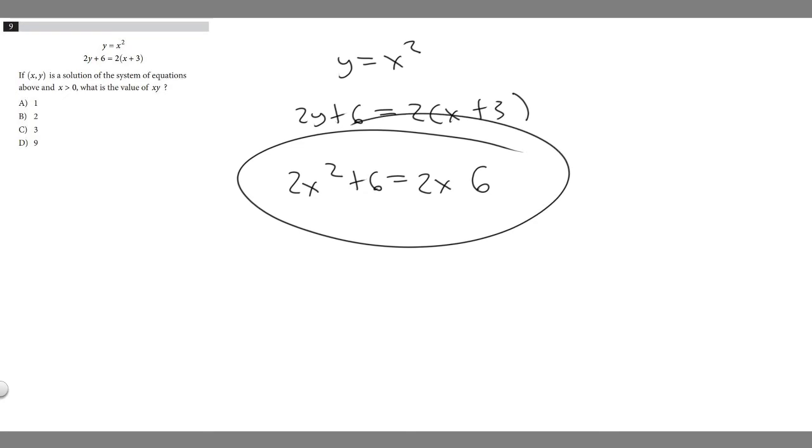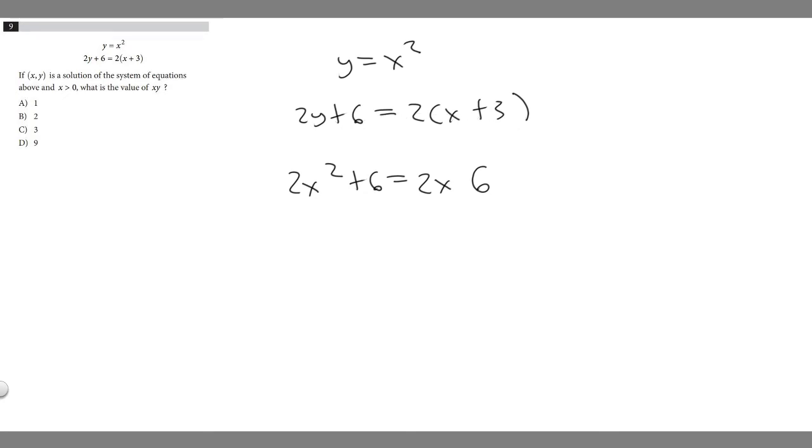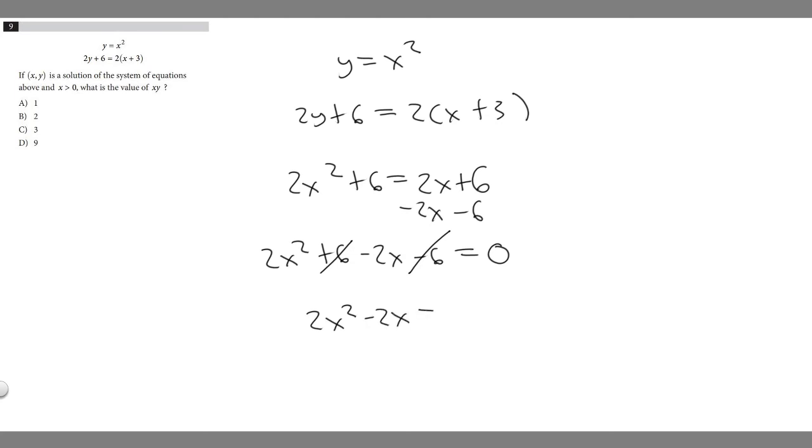And so we could solve this different ways, but I think the best way would be, since we have an x squared, we have an x, and then we have a constant, we should move them all to one side and then set it equal to 0 and solve. So we're going to have 2x squared plus 6, minus 2x and then minus 6, equals 0. And then you should see that this 6 and this minus 6 will cancel. So we're just left with 2x squared minus 2x equals 0.